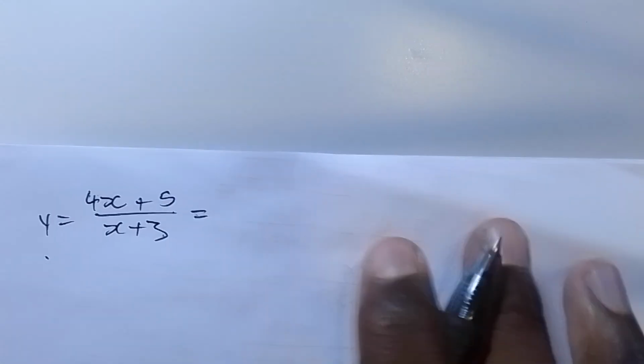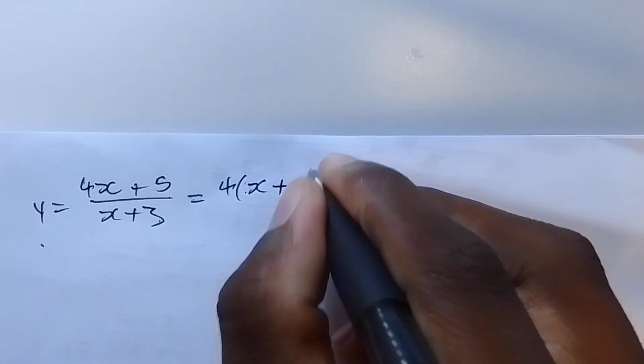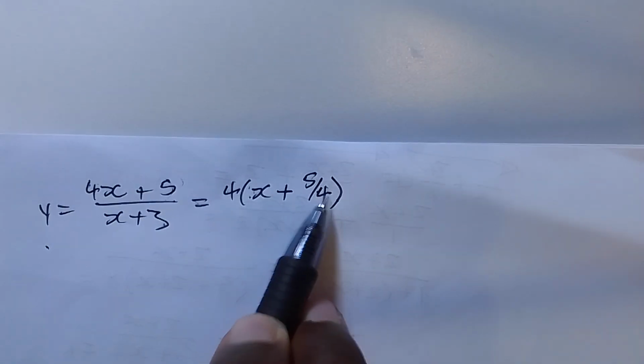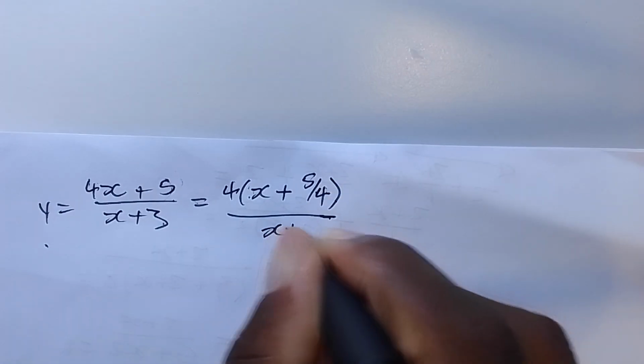Right. Let's do another one. The one we're doing now is 4x plus 5 divided by x plus 3. Here, once again, you take out 4 as a common factor: 4 into x plus 5 over 4. If you take out 4 as a common factor, you have to divide the 5 by 4. And then on the bottom you have x plus 3.